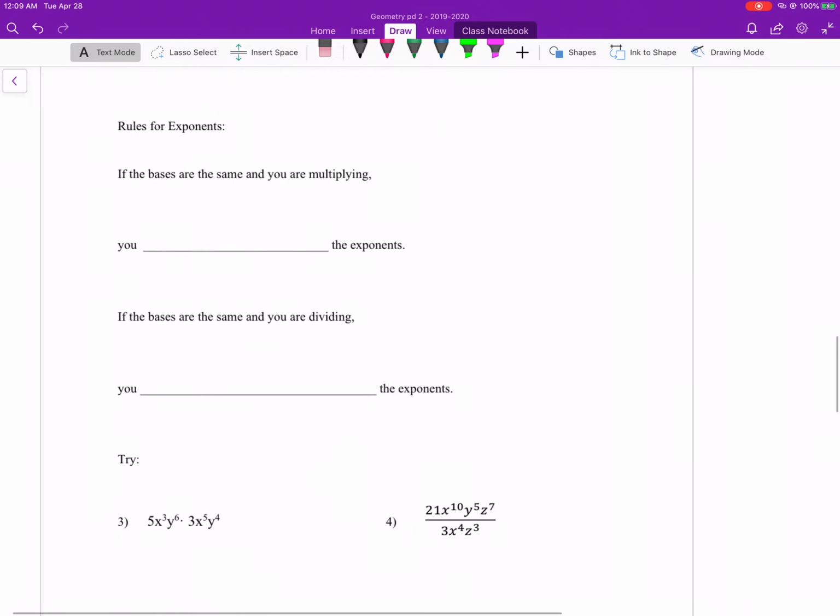So your rules. If the bases are the same, so the base is like x to the 2nd times x to the 5th, whatever it might be, the variable is really that base. So if the bases are the same and you're multiplying, you add the exponents. Below that, if the bases are the same and you're dividing, you actually subtract the exponents.